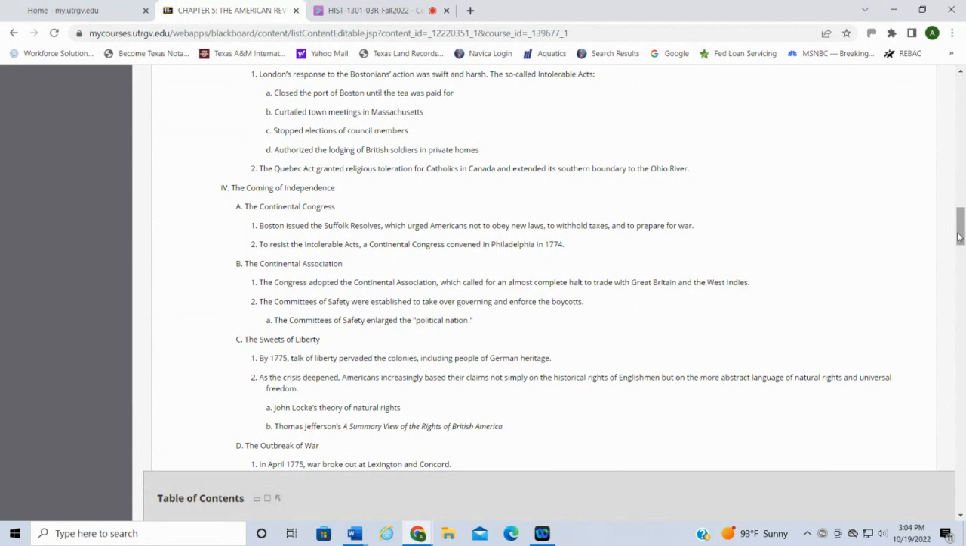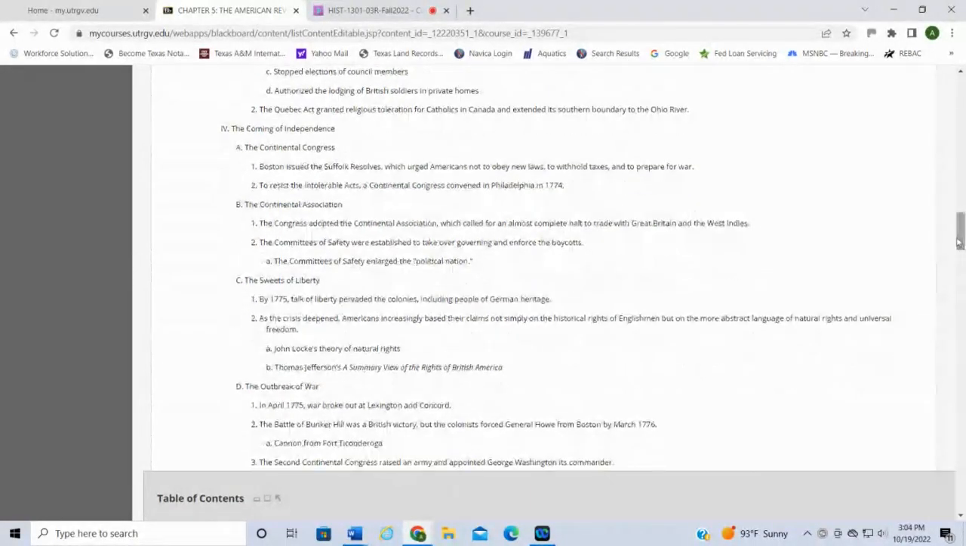So again, the coming of independence, so the Continental Congress. Boston issued the Suffolk Resolves, which urged Americans not to obey new laws, to withhold taxes, and to prepare for war. And to resist the Intolerable Acts, a Continental Congress was convened in Philadelphia in 1774. So now we're starting to see this notion of revolution really ramp up.